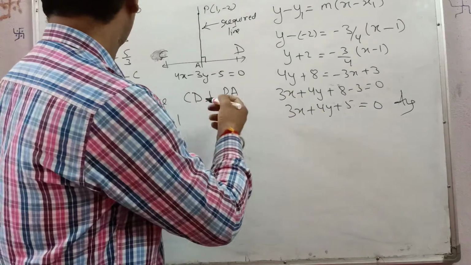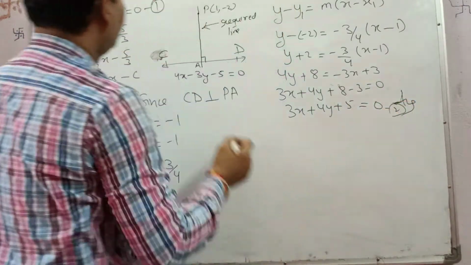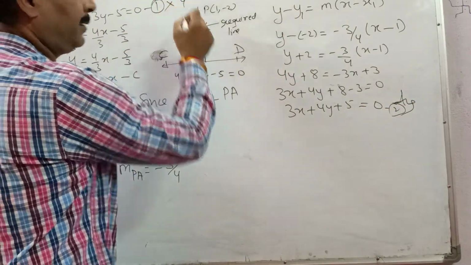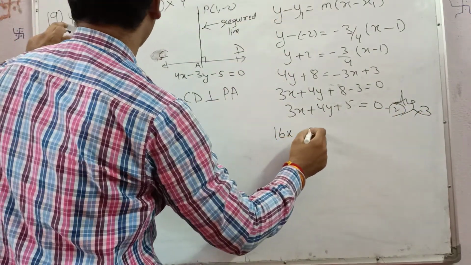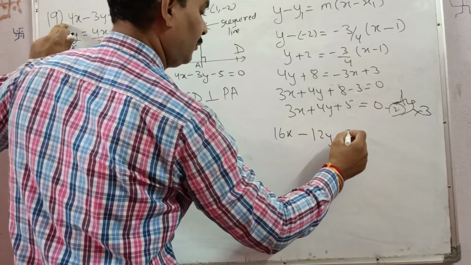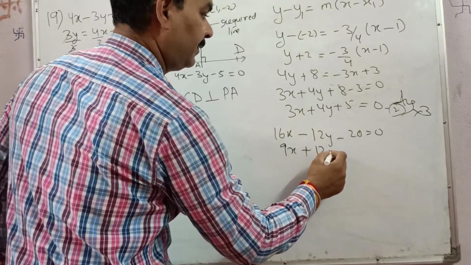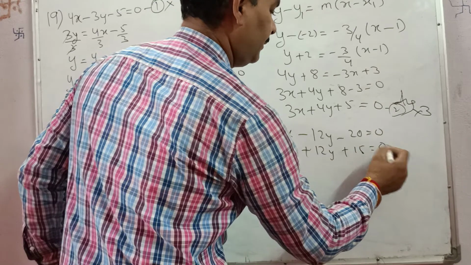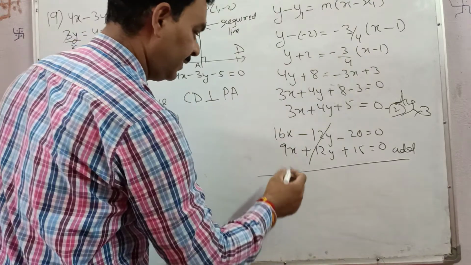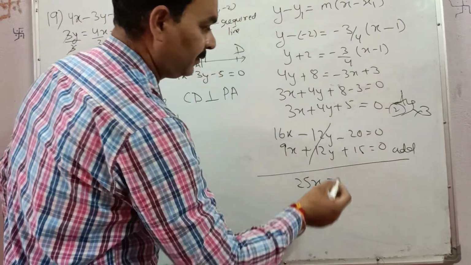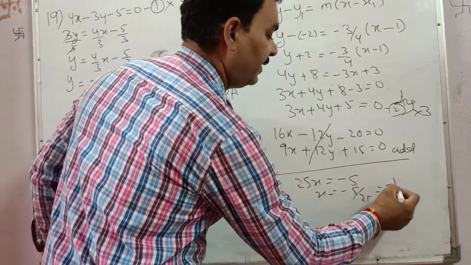So this is equation 1, this is equation 2. Multiplying equation 1 by 4 and equation 2 by 3. So we get 16x minus 12y minus 20 is equal to 0, and 9x plus 12y plus 15 is equal to 0. Adding them, minus 12y plus 12y cancel, 16 plus 9, that is 25x is equal to minus 5, or x is equal to minus 5 by 25, minus 1 by 5.